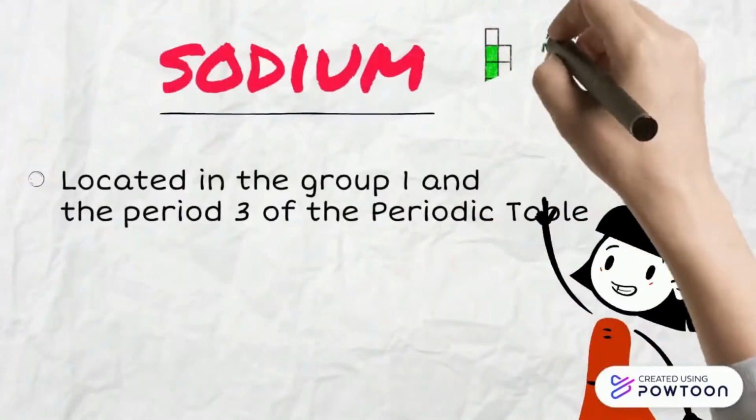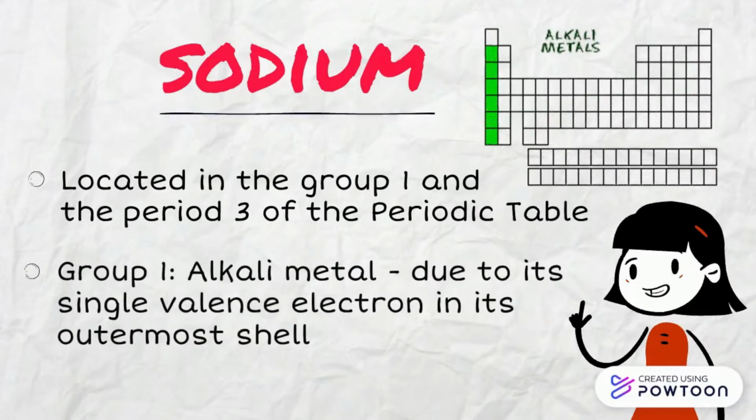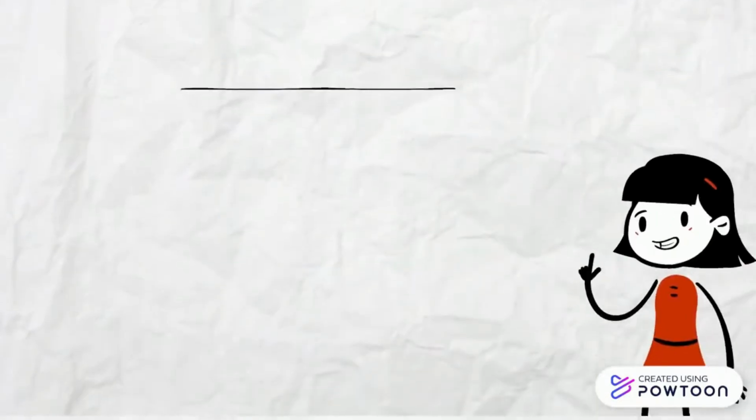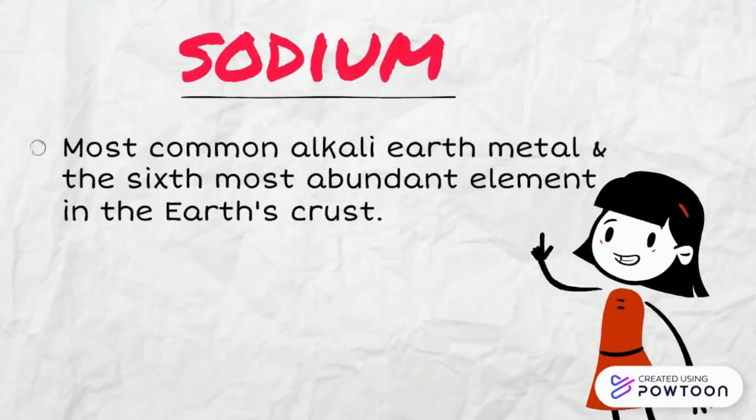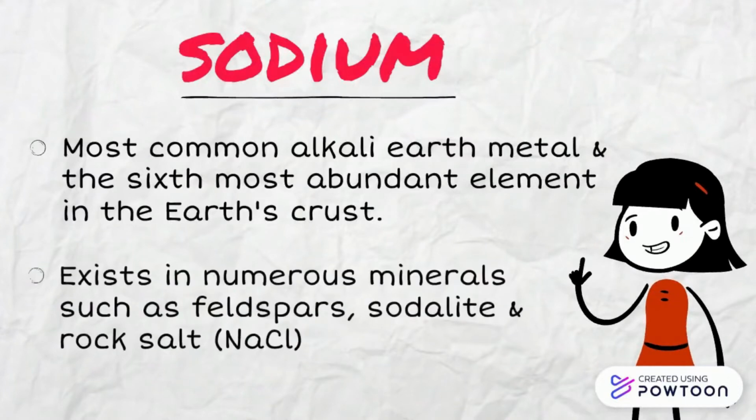Sodium is a chemical element in the first group and the third period of the periodic table. Sodium is an alkali metal as it is placed in group 1 of the periodic table due to its single valence electron in its outermost shell. Sodium is the most common alkali metal and the 6th most abundant element in the Earth's crust. It exists in numerous minerals such as feldspars, sodalite, and rock salt.